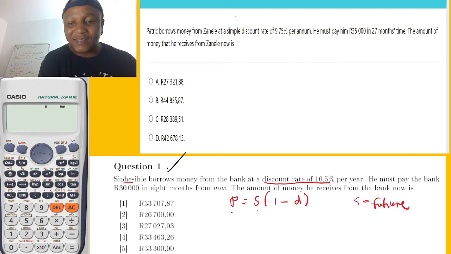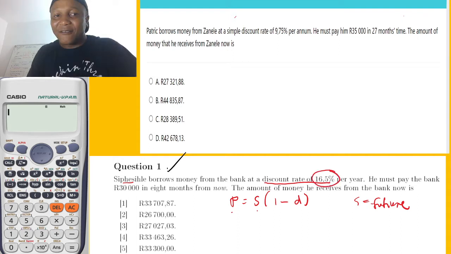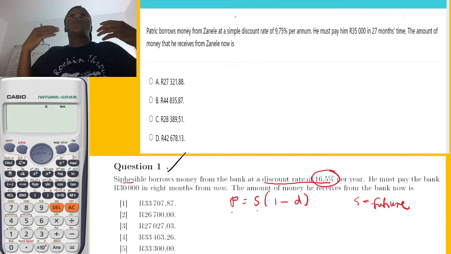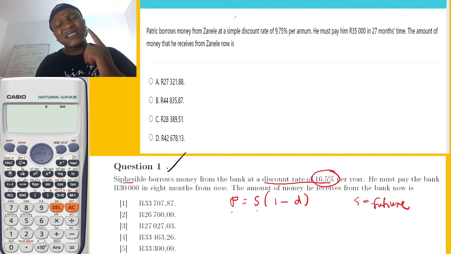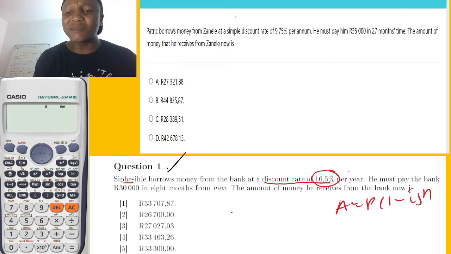So it says basically borrow money from the bank at a discount rate of 16.5%. Now my question is, how do I know I have to write this formula? A lot of students are sometimes confused. Should I use the other formula, P equals P times (1 minus interest rate times N), or something else?